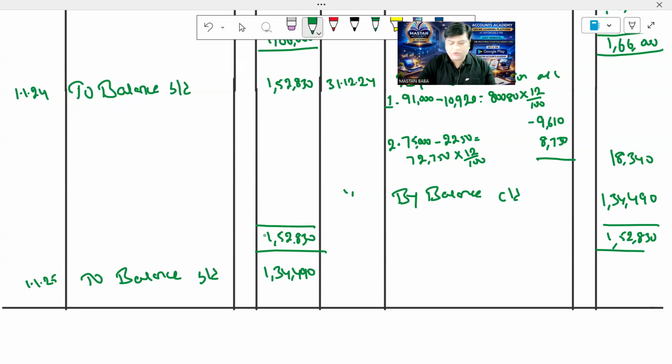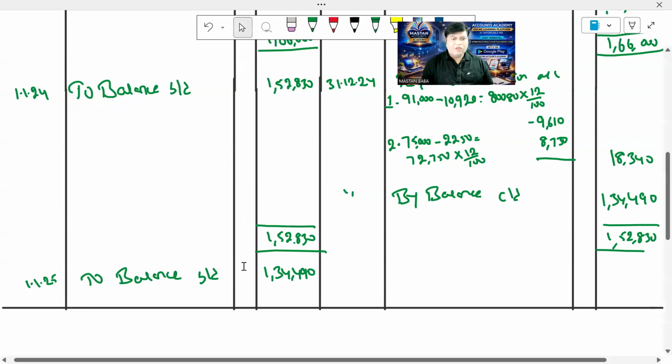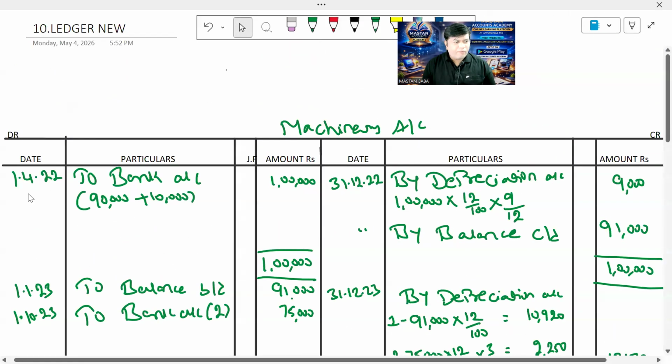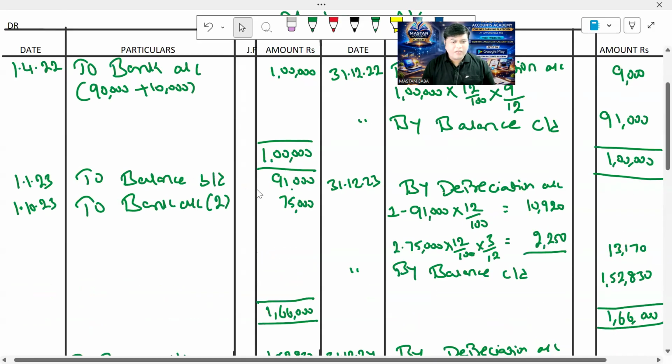1,34,490. So dear students, just go through the answer once again. In this example, we purchased a first machinery on 1st April 2022 for 1 lakh. On 1 lakh, we have utilized from 1st April to 31st December. So it is utilized for 9 months. So 1 lakh into 12 by 100 into 9 by 12, 9,000. So లక్ష రూపాయలకి 12% తో 9 months కి క్యాలిక్యులేట్ చేయడం జరిగింది. 9,000 వచ్చింది, బ్యాలెన్స్ చేసేసుకున్నాం. సో బ్యాలెన్స్ ఫస్ట్ మెషినరీ 91,000. ఈ 1/1/2023 నుంచి 31/12/23 వరకు డిప్రిసియేషన్ చూసుకున్నట్లయితే 91,000 మీద 12% 10,920.